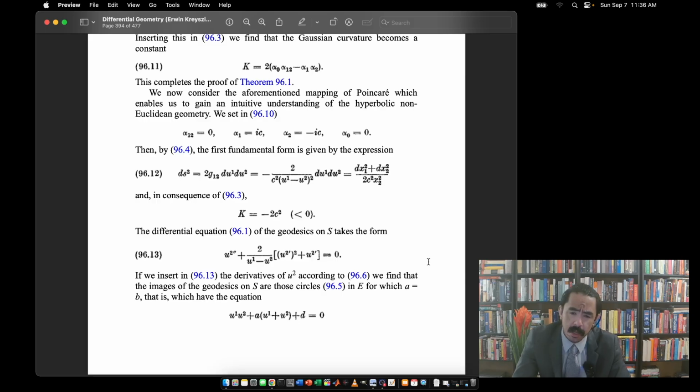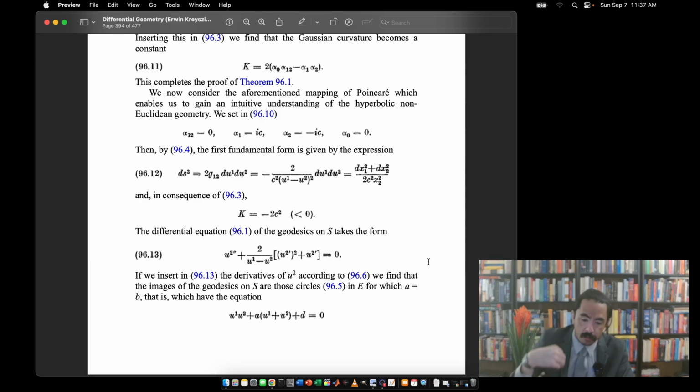The differential equation at the beginning of this section, 96.1, of the geodesics on capital S takes the form u2 double prime plus 2 over quantity (u1 minus u2) times [u2 prime squared plus u2 prime] equals 0. And if we insert into the expression that I just read the derivatives of u2 according to expression 96.6, we find that the images of the geodesics on capital S are those circles from expression 96.5 in the plane capital E for which lowercase a equals lowercase b.